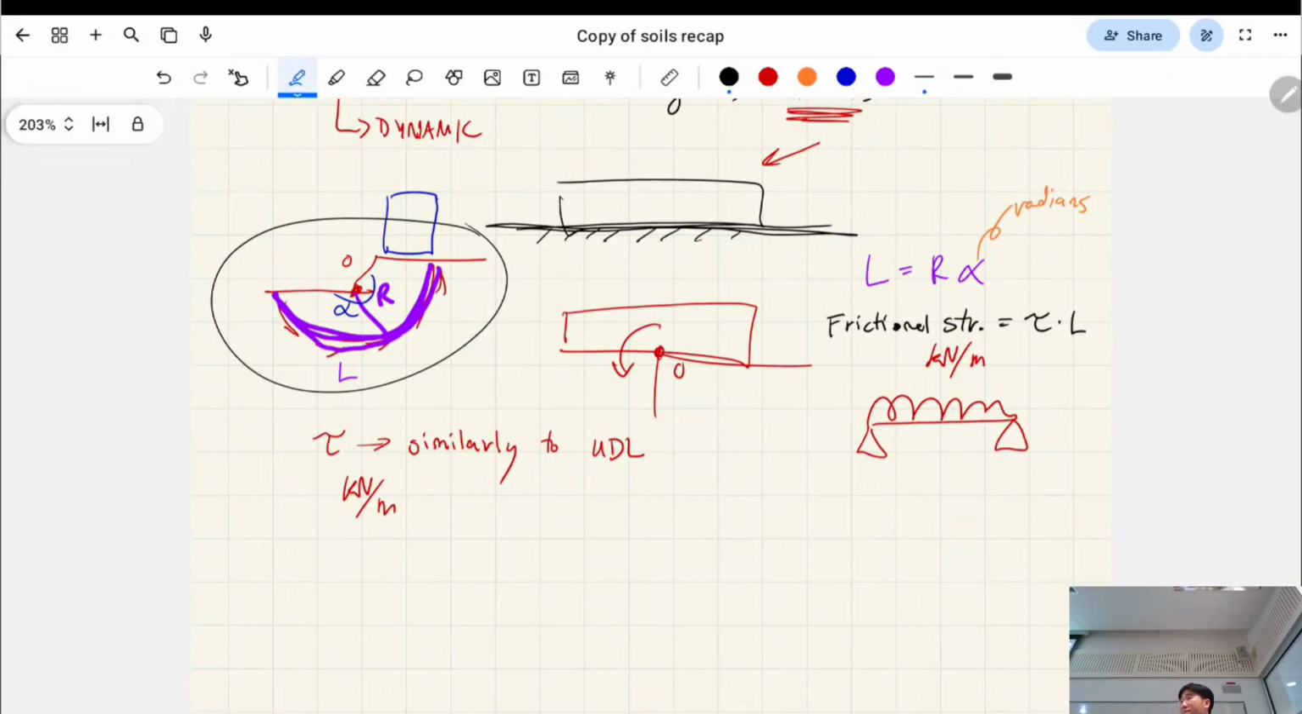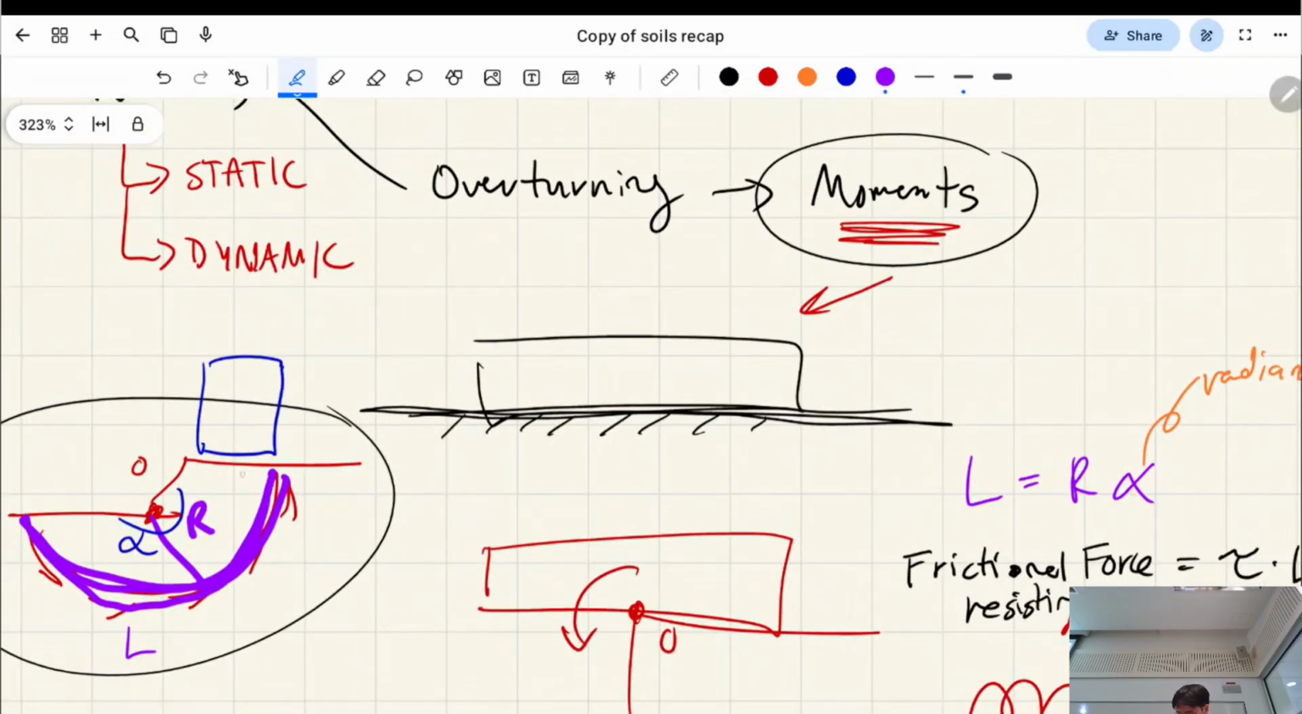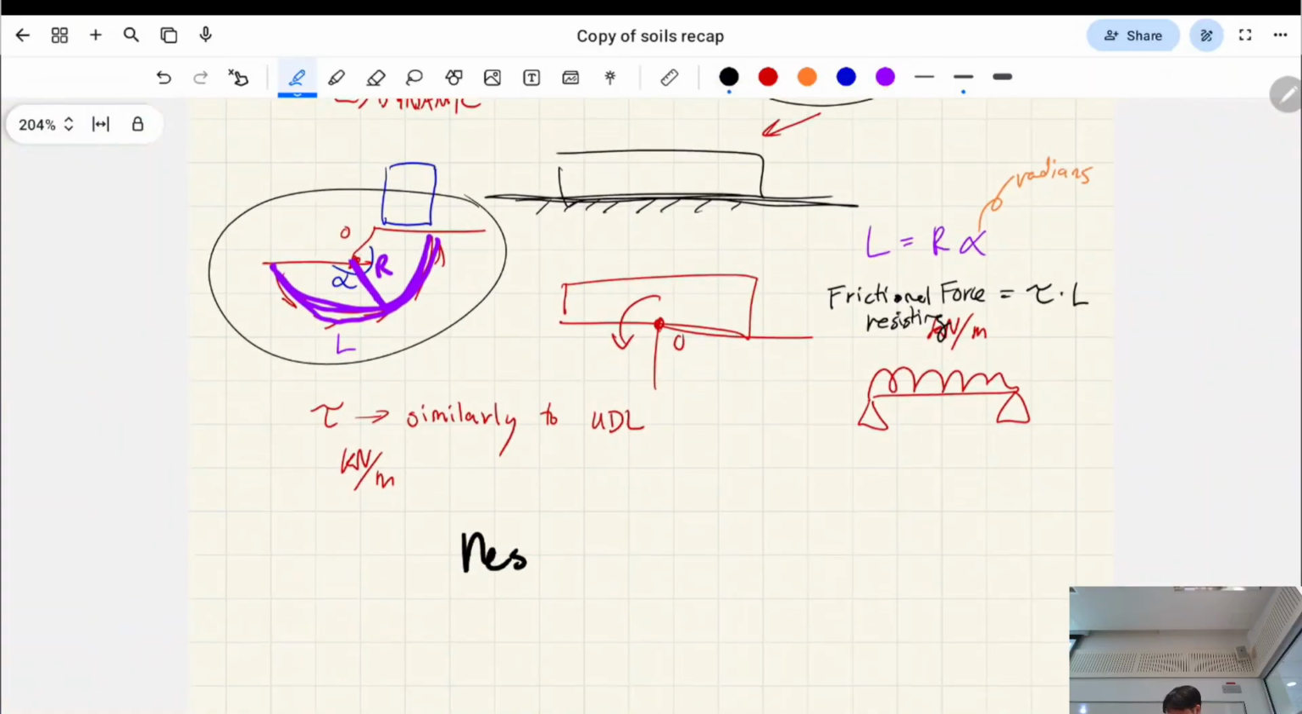Okay, but we're not done yet because we care about overturning. Overturning is to do with moments. So all we've done is gotten the frictional force resisting. In terms of moments, what we care about is multiplying it by the lever arm that it acts over. That's what is going to give us our resisting moment. Okay, that's the first part.